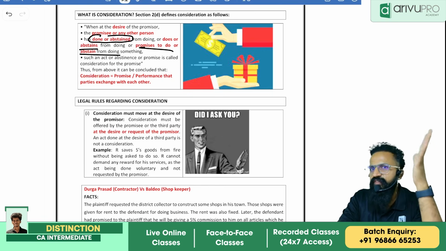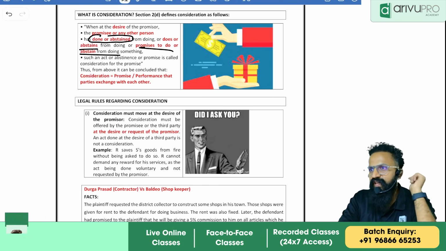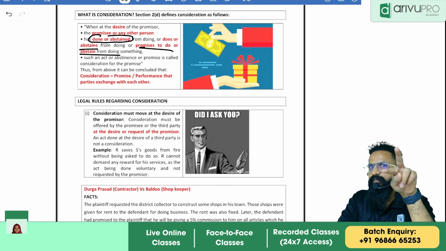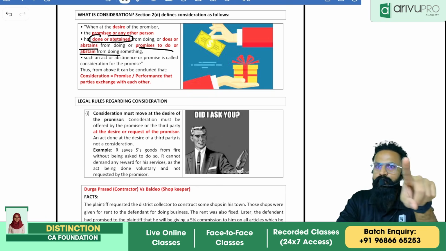For all of this, there was a case law. What are the case laws for the rules of consideration? Durga Prasad versus Baldeo, the shop case. Commission plus rent. Why should I pay commission? Rent is for using the shop. Why commission? I did not ask you to build the shops for me.